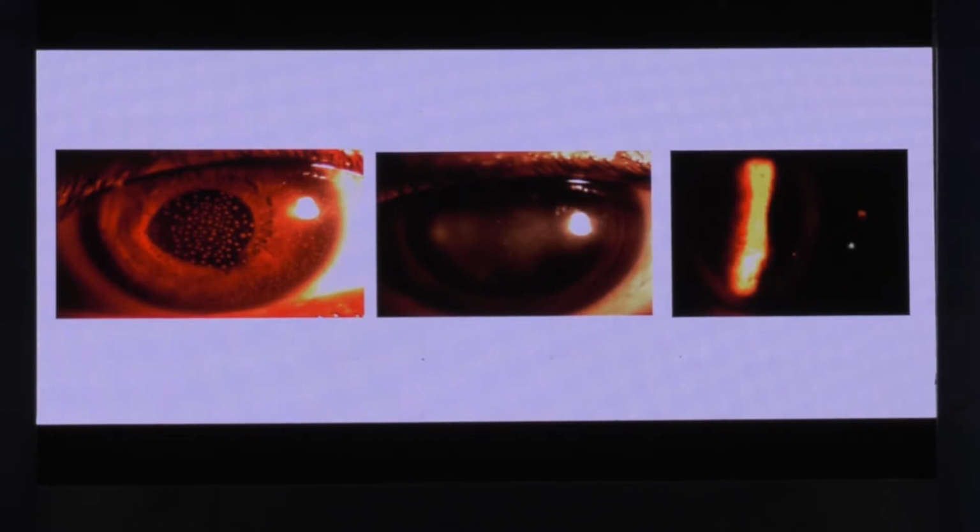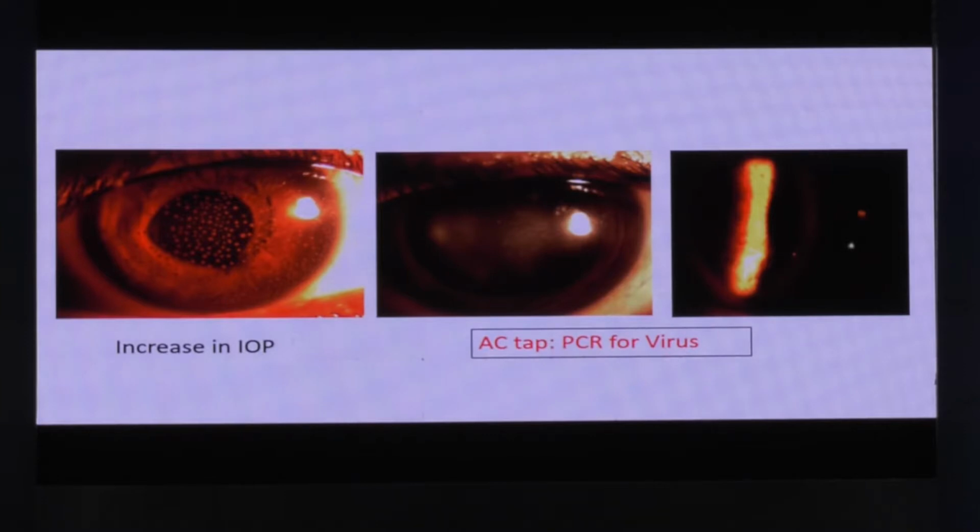So when you see, there are few cells and very few KPs in the anterior chamber. But what is significant in all these cases is the increase in intraocular pressure. So whenever we see a condition like this with increase in intraocular pressure, it is always important for us to tap this eye and send the sample for examination, mainly to rule out viruses.